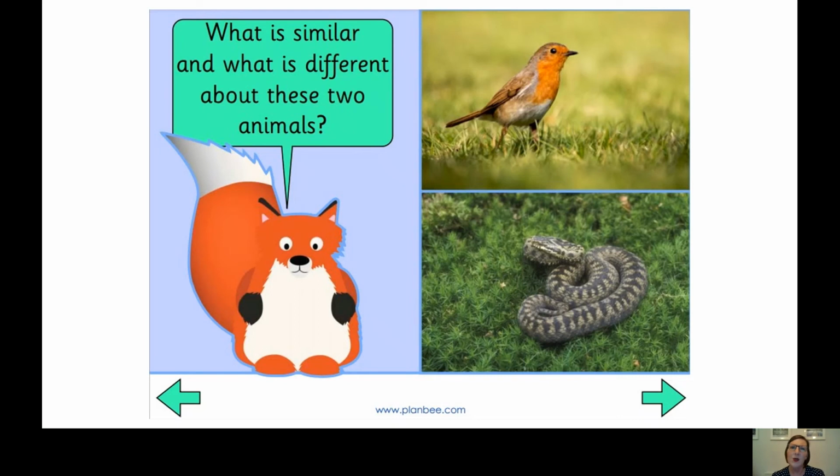What did you notice that was similar? Could you spot anything? Did you know that both of these animals lay eggs? I know. We're going to find out a little bit more now about birds and reptiles.